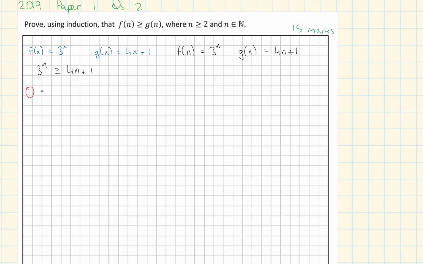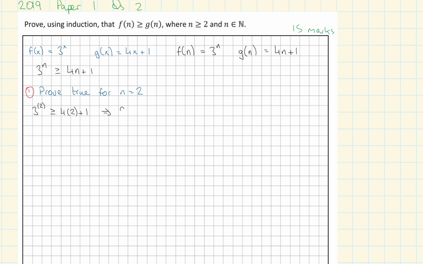So proof by induction, as always, step 1. We're going to prove true for n equals 1. 3 to the power 1 is greater than or equal to 4 times 1 plus 1. They told us n was greater than or equal to 2. I would have seen there pretty quick, 3 to the power 1 is 3, 4 ones are 4 and 1 is 5, and that statement is wrong. Usually if you've made that error that I just did there, you won't get past the first step. So that's maybe a fail-safe in that sense.